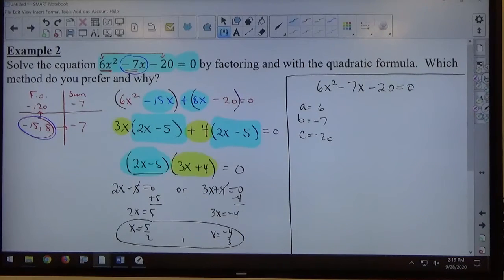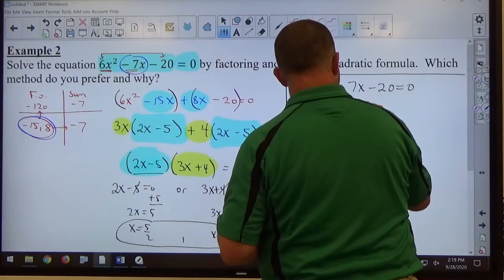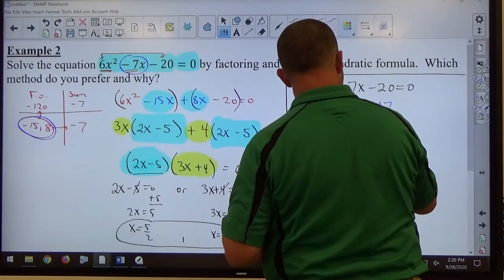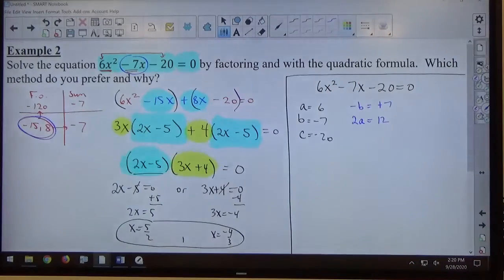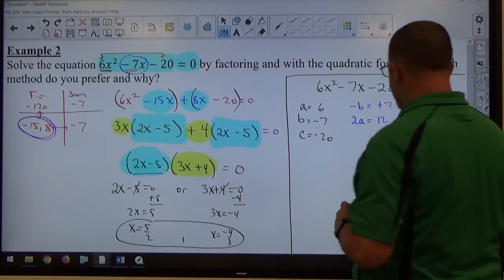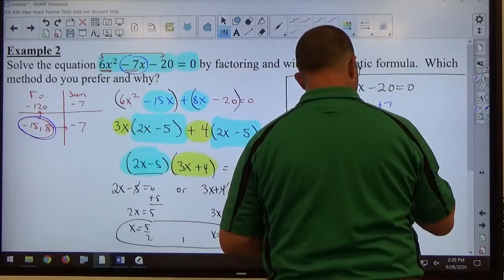I want to identify the value of negative b, 2a, and b squared minus 4ac, the three pieces of the quadratic formula. So negative b is going to equal positive 7. 2 times a is equal to 12. Those two are rather easy. I do them really quickly. Okay? Change a sign, double a number. Two really easy skills. All right, the b squared minus 4ac, a little bit more challenging. Take a little more time on that.